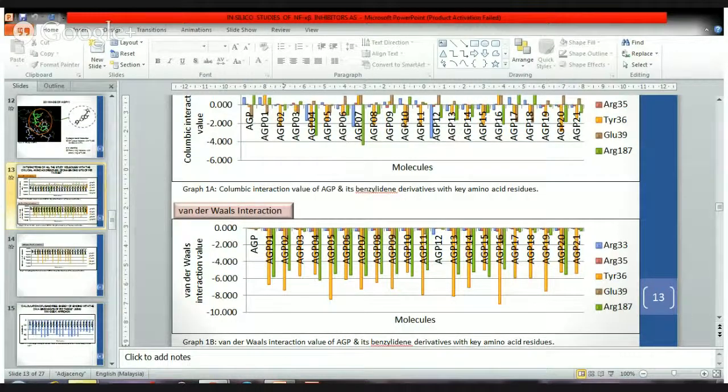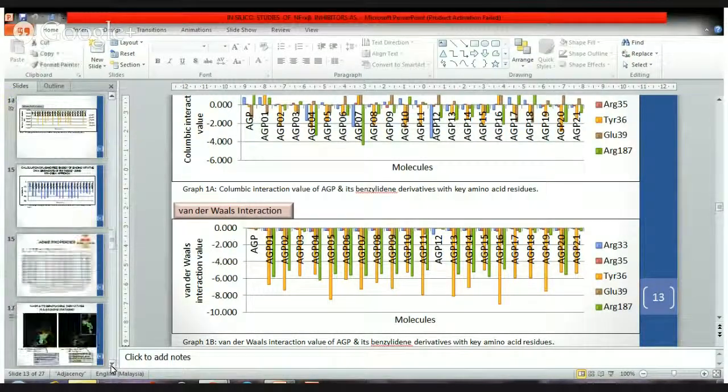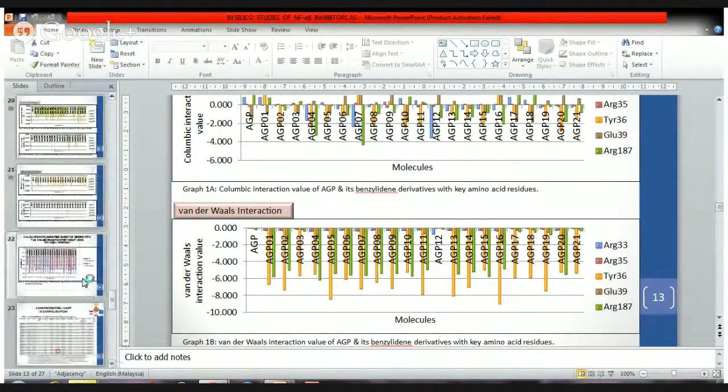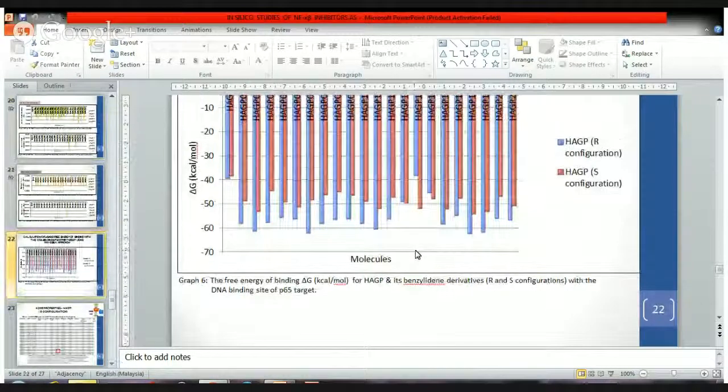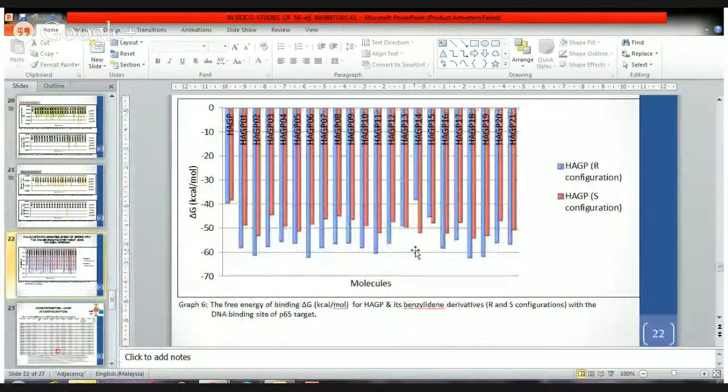Okay, this is my last question. I'm sorry for taking a long time. The R and S configurations, if you see the free energy of binding, I don't see any significant difference between those two configurations of HAGP, for example when you look at HAGP 06, 02, 01. I think I should highlight something on this.